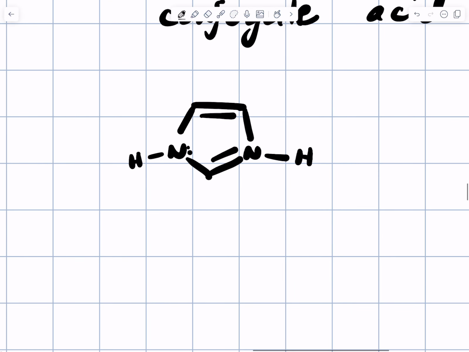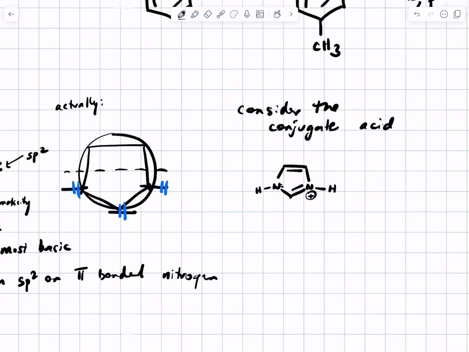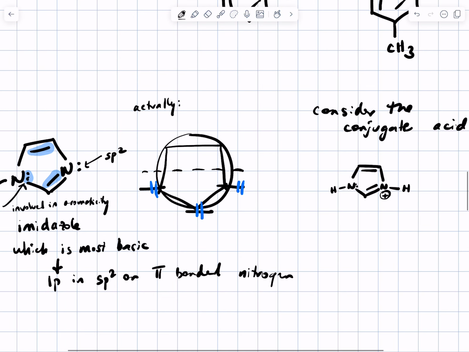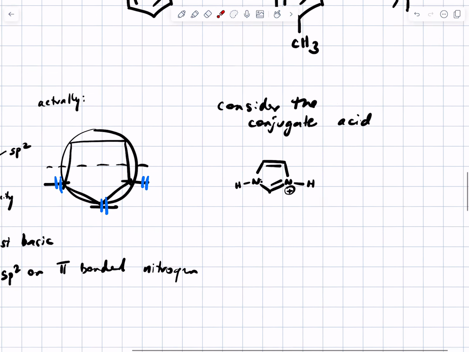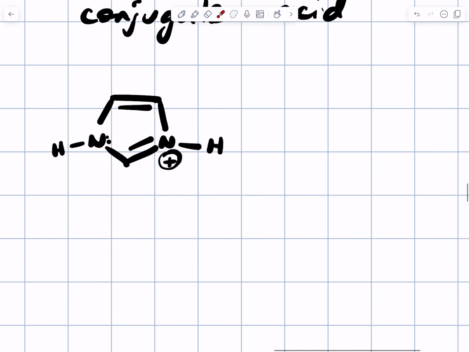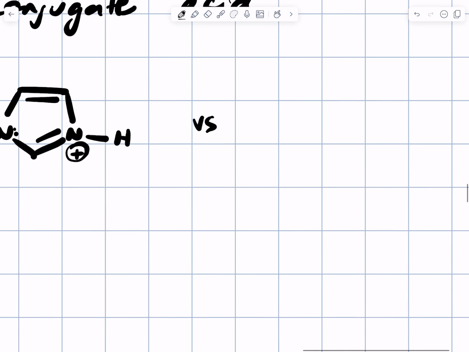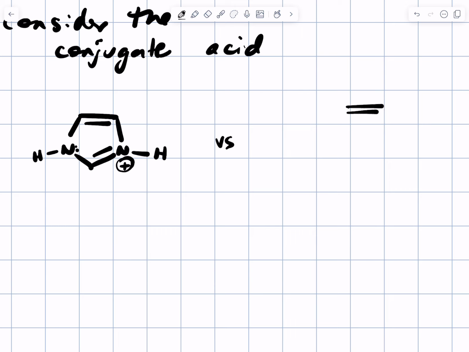Anyway, let's draw the conjugate acid for if we put a lone pair on this nitrogen, the sp2 nitrogen with the lone pair. Now let's consider the other conjugate acid where instead we protonate the other nitrogen. That's going to look like this.